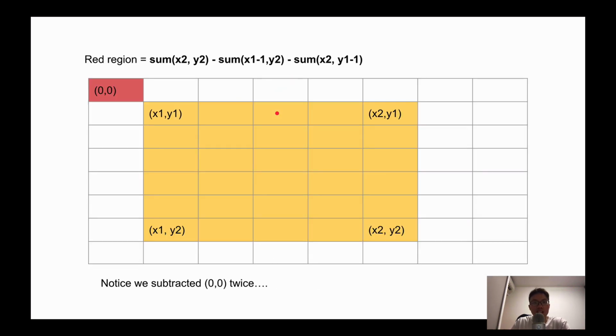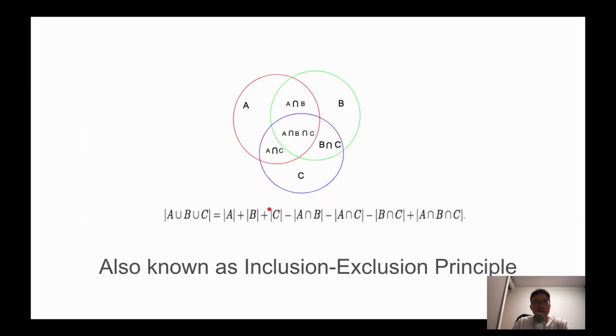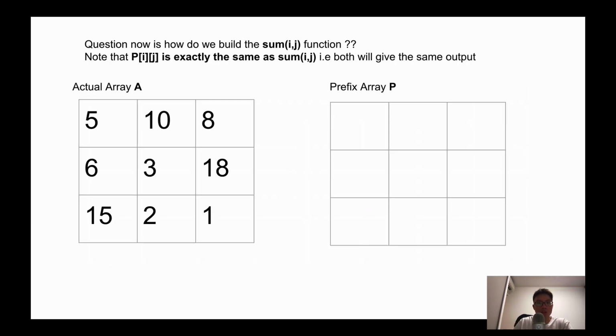So recall that the sum ij function is a function that retrieves the sum of the elements from 0, 0 all the way till some index ij in constant time. So how are we going to build this sum function? Because in order to use this sum function, we first need to build it.